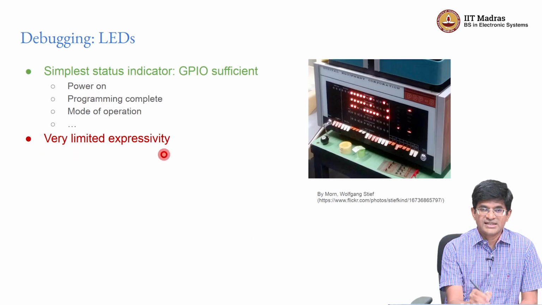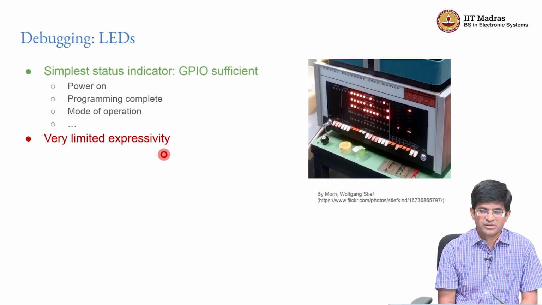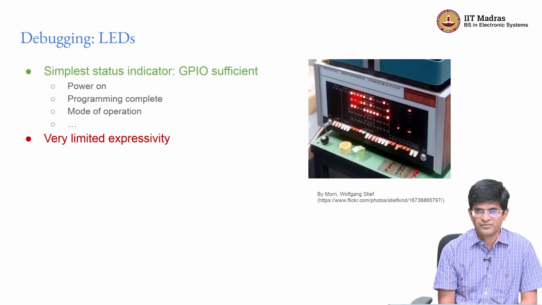Unfortunately, it also means that there is very limited expressivity here, right? You can't really convey a whole lot of information using one or even a few LEDs. Now this is an example from I believe the 70s or so, a Digital Equipment Corporation computer, and you can see that there are a whole lot of LEDs put out here, which are all in some sense status LEDs. They are indicating something about the behavior of the system.